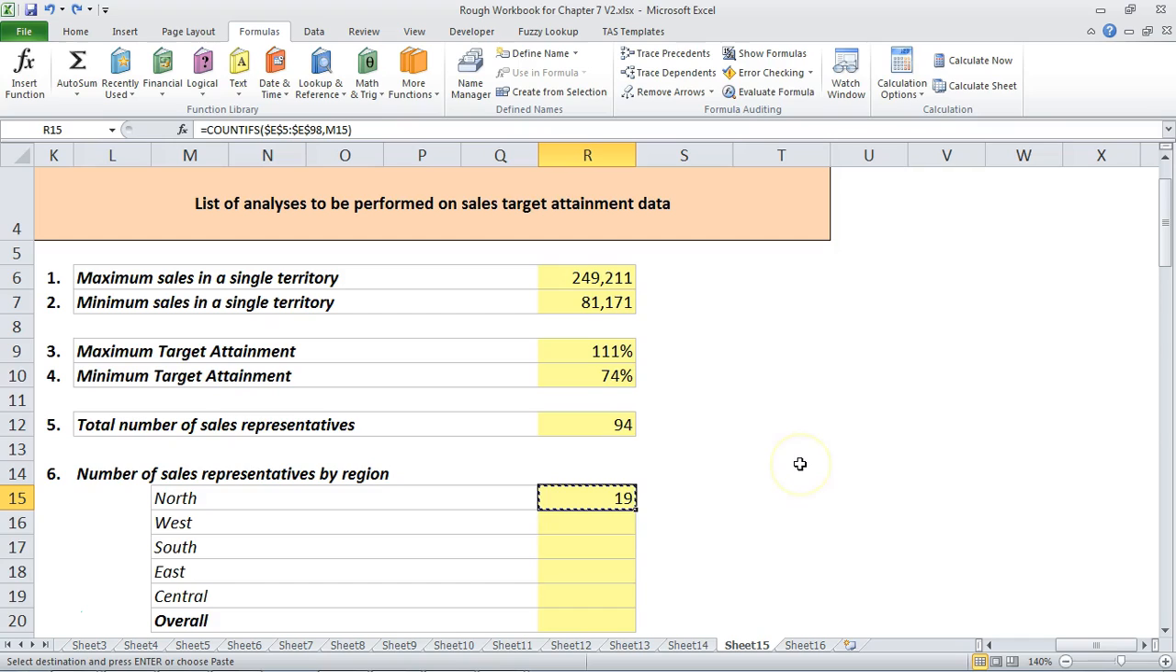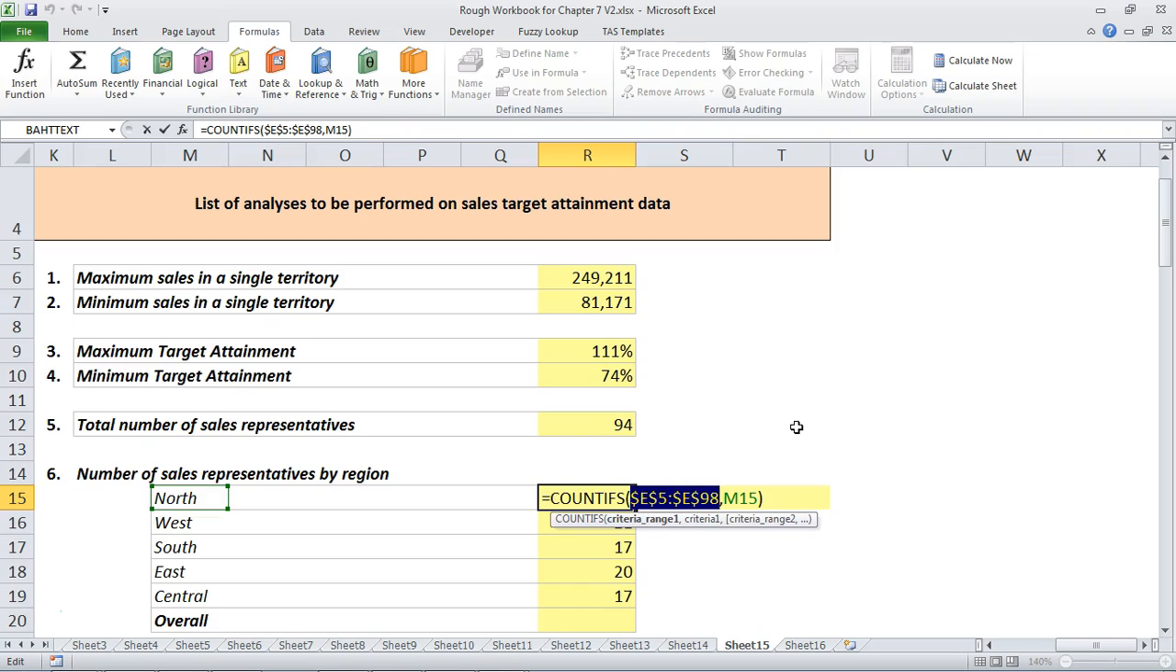Now I can copy this formula and paste it in the cells below to estimate the number of sales reps by region. Notice the use of absolute and relative cell references in this formula. When we paste this formula below, the criteria range E5 to E98 needs to remain fixed. Therefore, we have used absolute references, and the criteria M15 needs to update when the formula is pasted below. Therefore, we have used relative references here. So that's how you can use the COUNTIFS formula to count cells in a region that satisfy certain criteria.